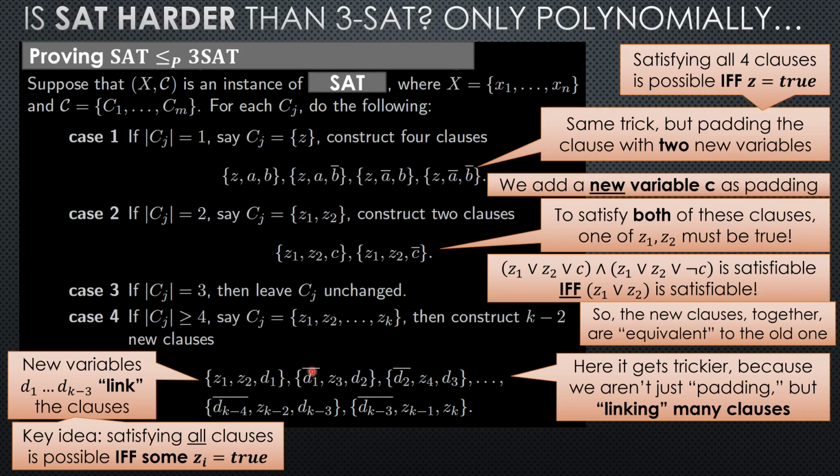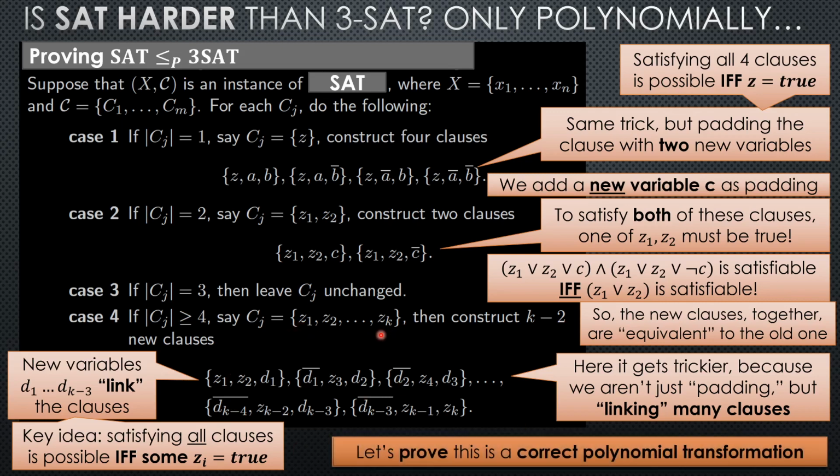Okay, so that suggests if none of the z's are set, I can't satisfy all of these. And if any one of the z's is set, I can satisfy all of these. That should give you some intuition about why this set of k minus 2 clauses taken together are going to be equivalent to this single clause in the sat instance. So all these clauses in the 3-sat instance together will be equivalent to the single clause in the sat instance. Okay, let's try to prove that formally now.